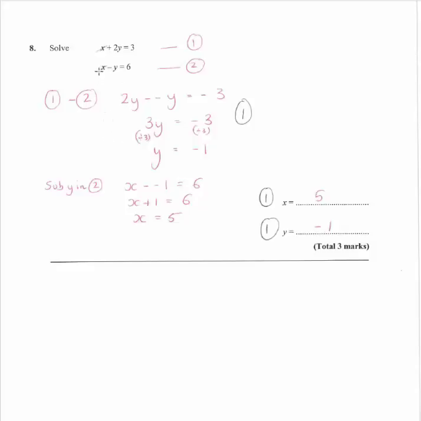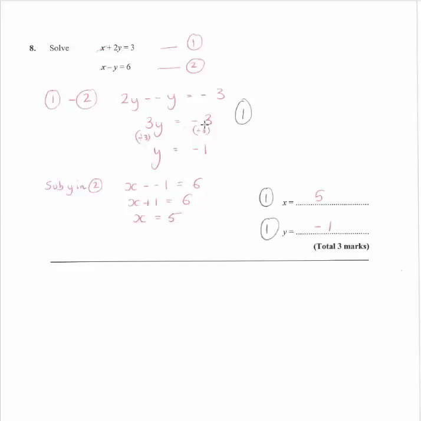Look, 2x take away x is nothing. That's why we did it. 2y take away minus y, okay, is going to be 3y, because taking away a negative is positive. So we get 3y on this side. 3 take away 6 is minus 3. So by taking that away from that, we got nothing. Take that away from that, we got 3y.